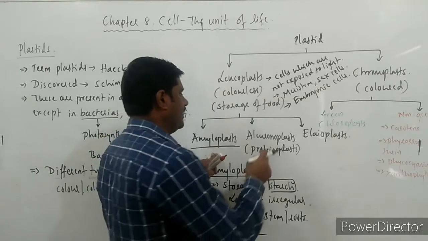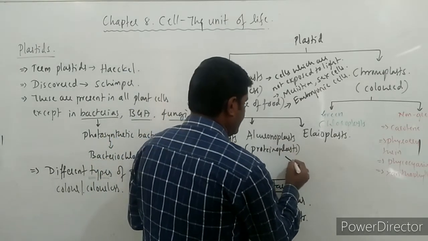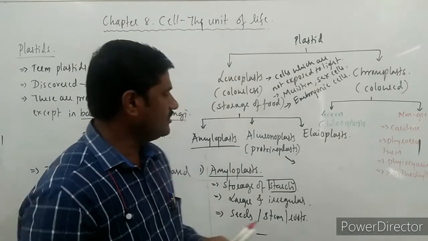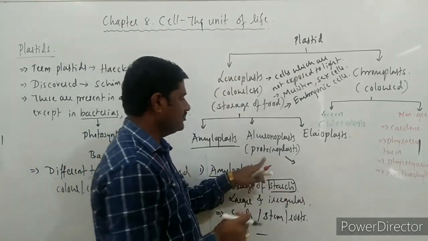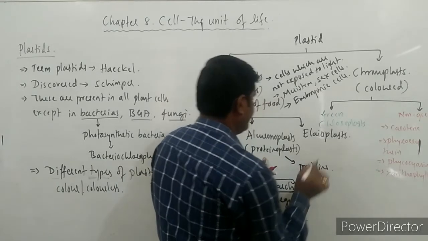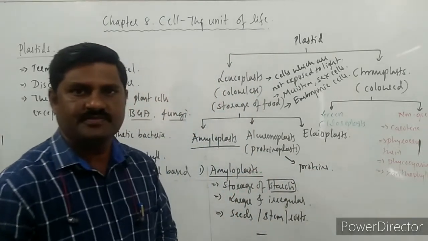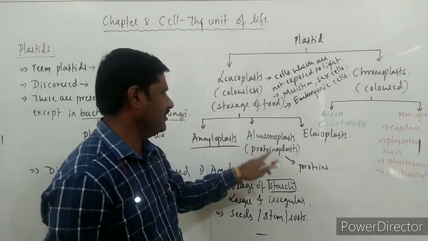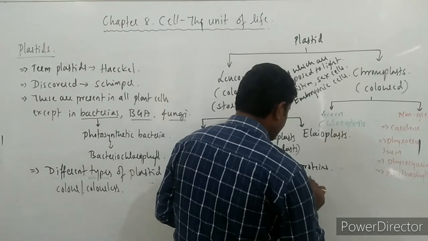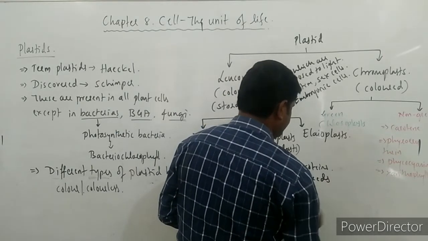And after this one, aleuroplasts. These are a kind of plastids which are usually storing proteins. They help in storage of proteins, and these are also present in the seeds mainly. So they are present in seeds.